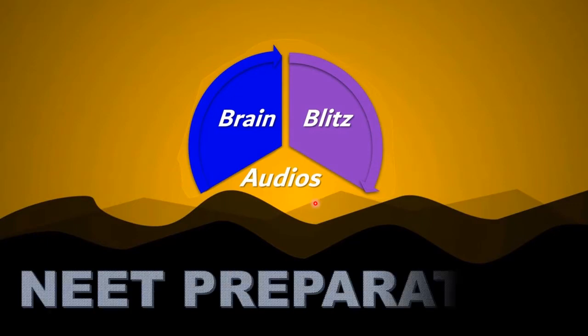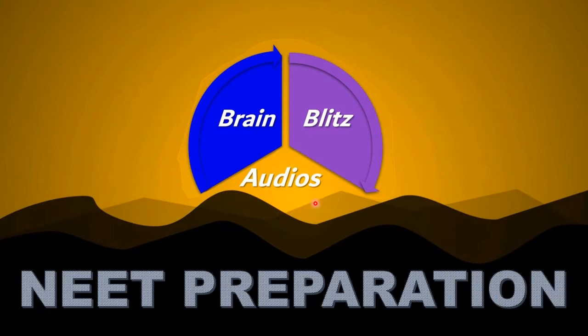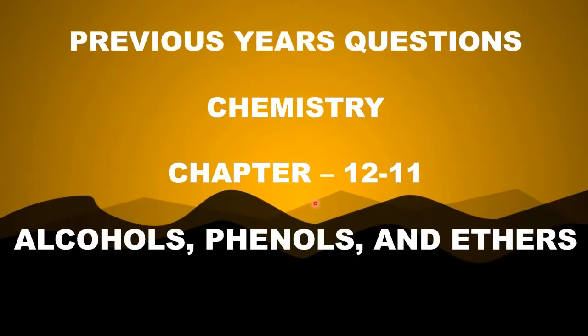Today in this episode of NEET preparation, we'll be looking at previous year questions of chemistry in medical entrance examinations in India. Today we're dealing with the 11th chapter in the grade 12 syllabus for chemistry in CBSE. The name of this chapter is Alcohols, Phenols, and Ethers. This chapter is a part of organic chemistry in grade 12 and it is very important as many questions have been asked for various medical entrance examinations.